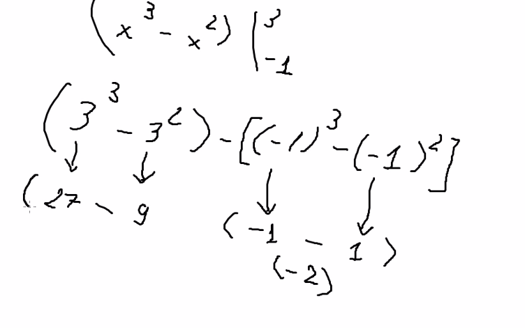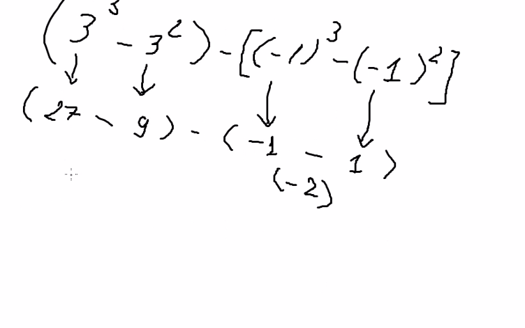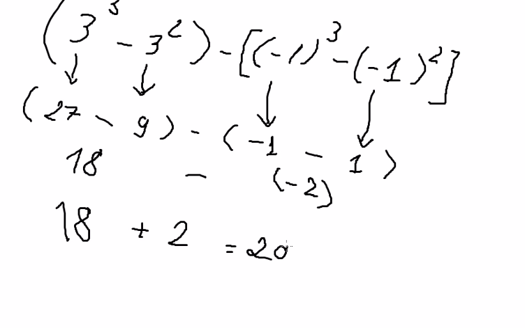This one 27 minus 9. You will get about 18. We have the negative, you got about positive, and this is about 20. That's the end.